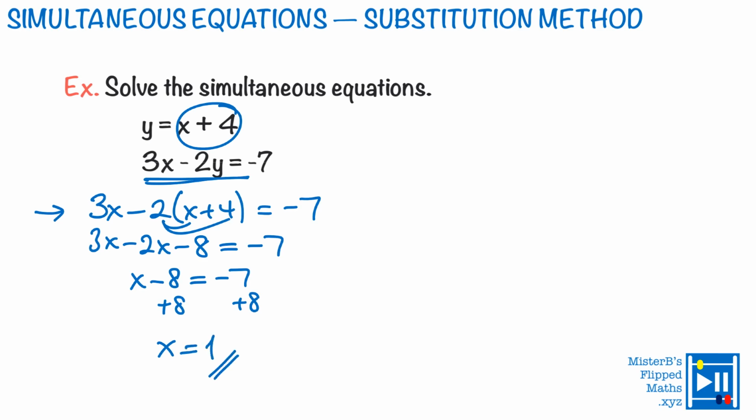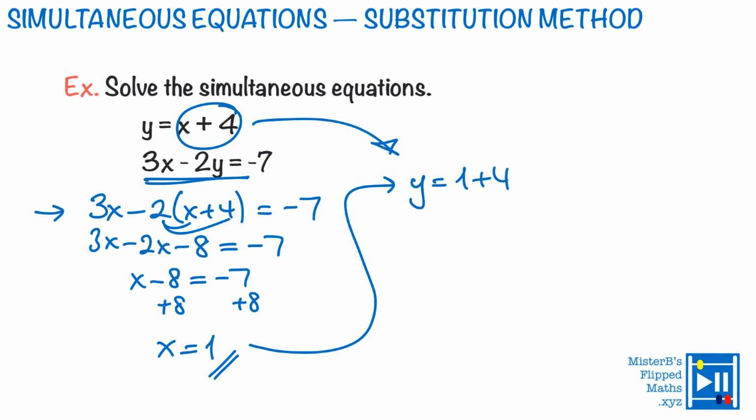Now, once you have x equals 1, one of the unknowns found, you can just use the first equation to find 1 plus 4, 5 for y. So this is how the substitution method works. Let's see another example.